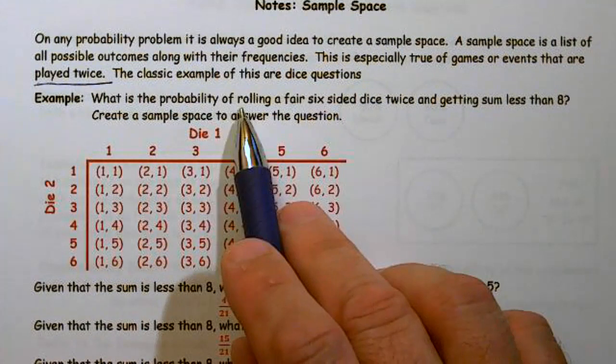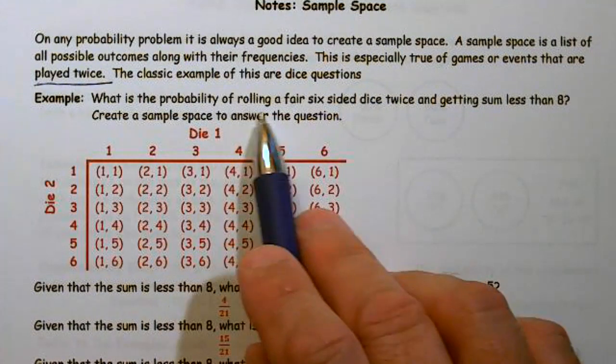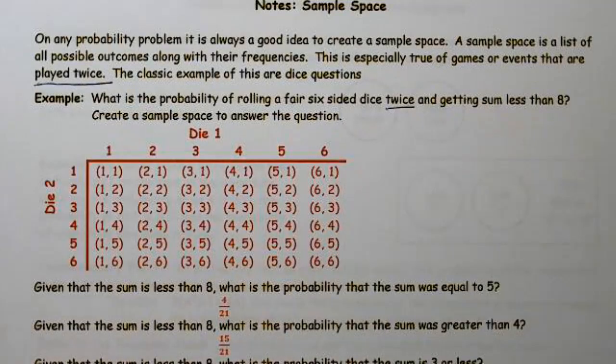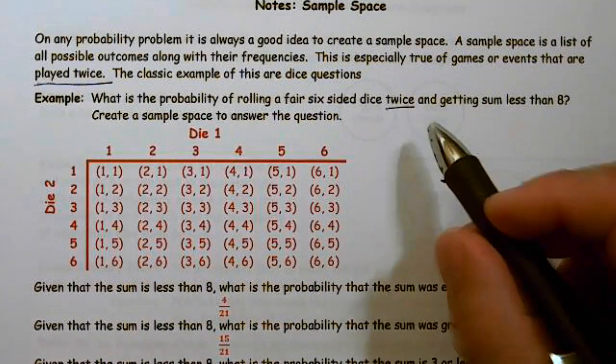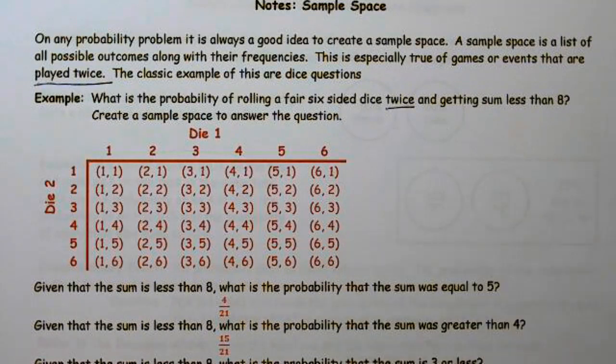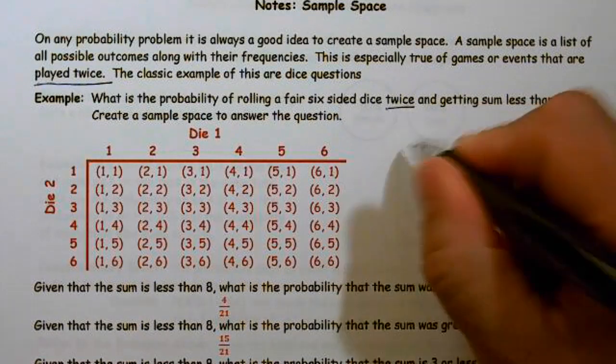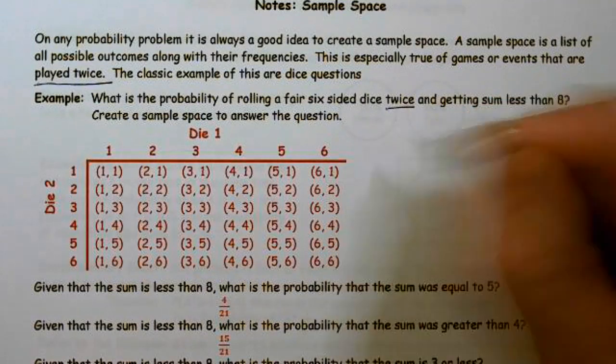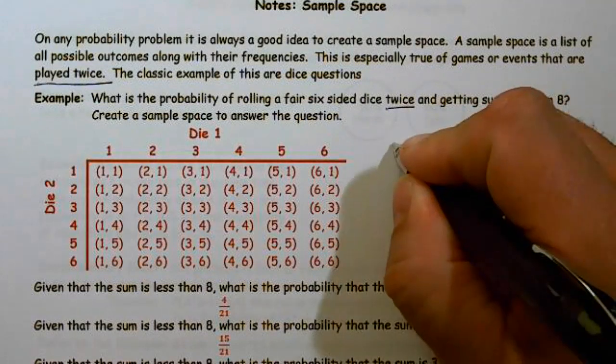So let's start off with the basic rolling a die. What's the probability of rolling a fair six-sided die twice and getting a sum less than 8? Create a sample space to answer the question. Well, I'm going to show you how to do that. And I'm actually going to take the time away from the video and do that off to the side, because I recommend that you do this at least 3 times the day before the test or the day of the test prior to taking your test, so that it just gets ingrained, becomes very easy and fast.